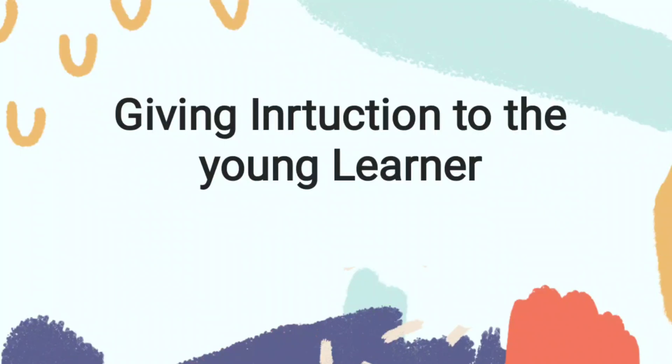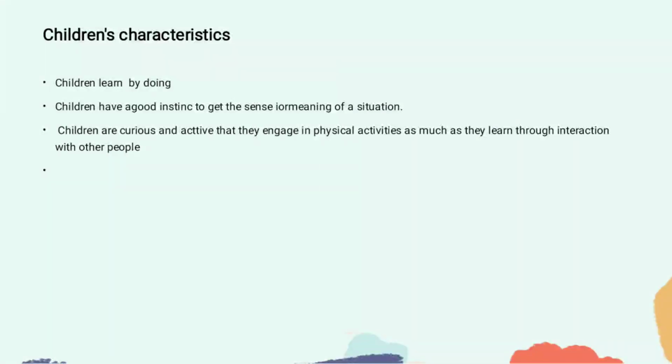Now I would like to present about giving instruction to the young learner. The first slide involves the children's characteristics. So the first characteristic is children learn by doing. If children are learning a language, they tend to talk all the time, very often using their mother tongue. The children learn through everyday play and exploration in a safe and stimulating environment.